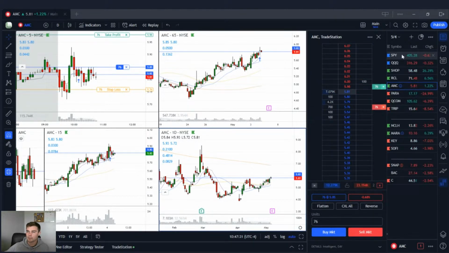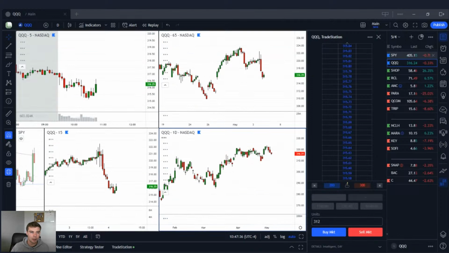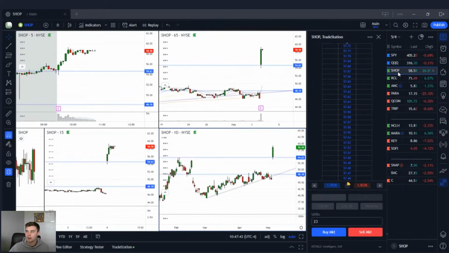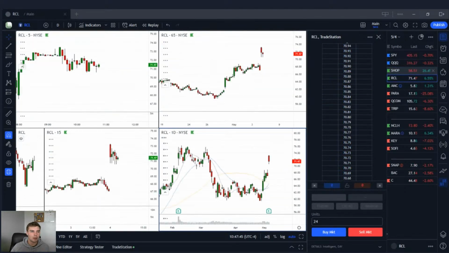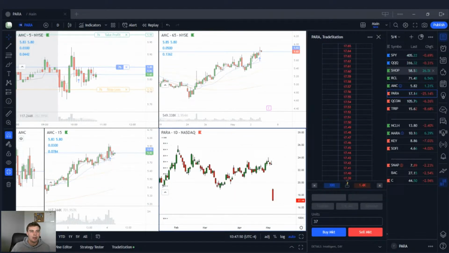Market's got a nice big pop. SPY and Qs both with the biggest green bar they've had all day. So the biggest pop on the SPY and Qs all day. Come on, AMC.